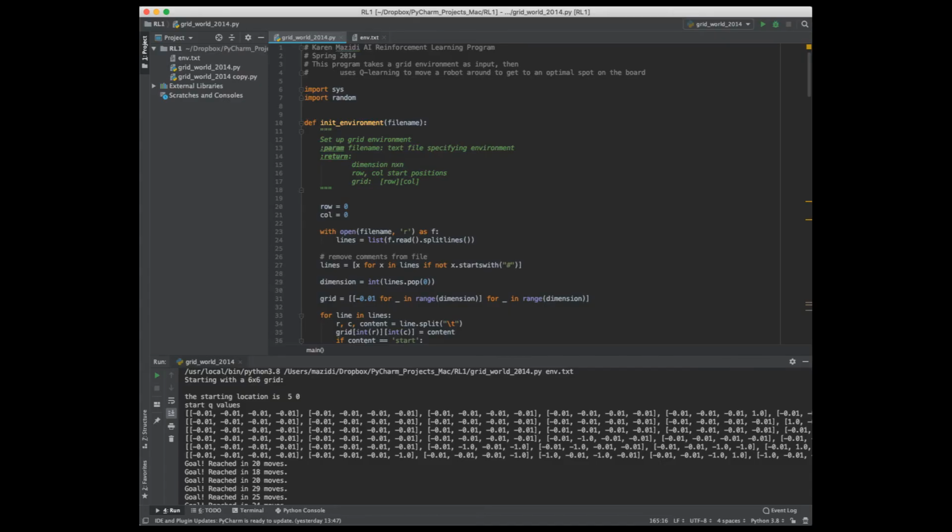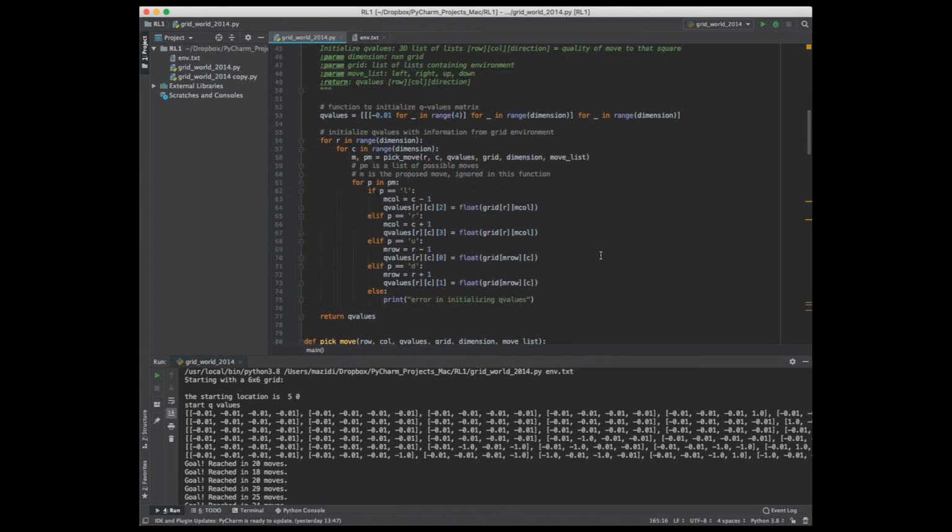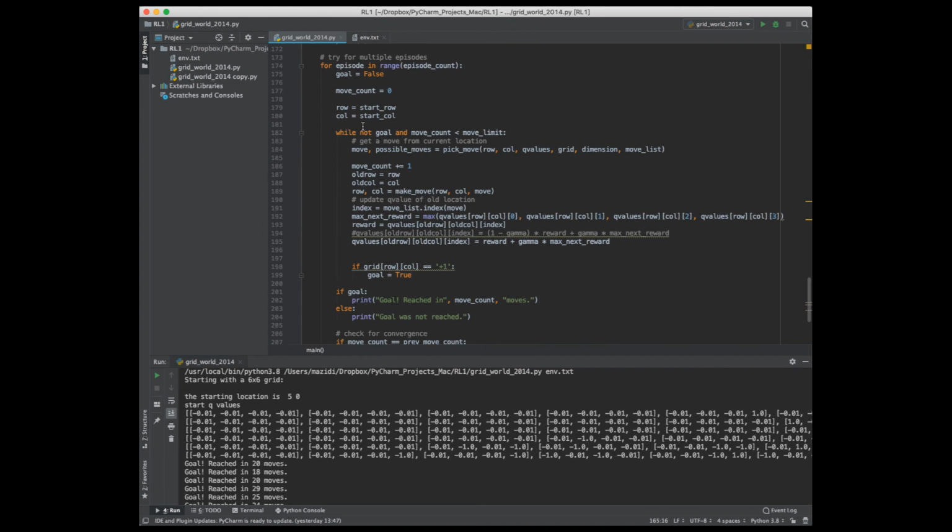Here's a sample solution to solving that grid world problem. This code is in the GitHub. Caveat here, I wrote this code a long time ago, and when I looked at it recently, I see some flaws in it, but it could give you the basic idea of what's going on. So in the main routine down here, we're going to try different learning episodes, and as long as it's not a goal, we're going to loop through the algorithm, making moves and accumulating the rewards.